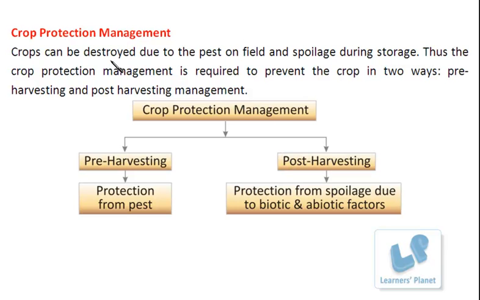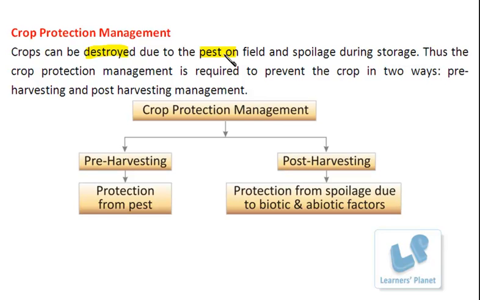When we discuss crop protection management, the very first thing is that we know crops can be destroyed, and this destruction is because of the pests which attack these plants in the fields, isn't it? If such an attack of pests is there in the field, definitely the product yield is going to decrease, because nobody is going to be interested in the diseased or destroyed plant, isn't it? So the very first part is the protection from these pests. So this is prior to harvesting.